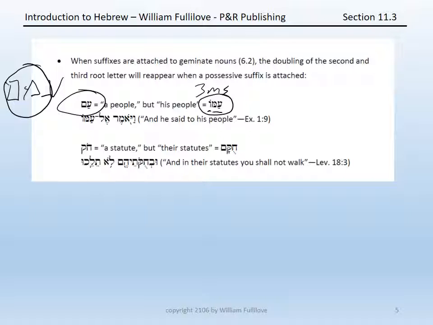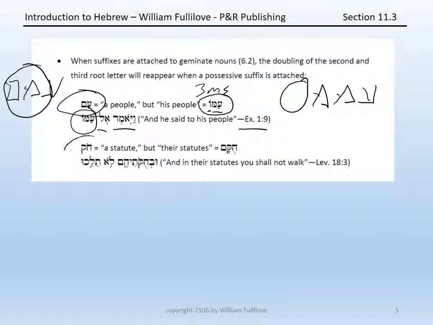The rule of thumb will be, in roots that are originally geminate, if you add something to the end and trap the geminate letter, it will usually show you its doubling, at least with the dagesh forte. For instance, Exodus 1:9, Vayomer el amo. Vayomer is the form and he said, which we will cover soon in the grammar. El is the preposition to, and then his people.